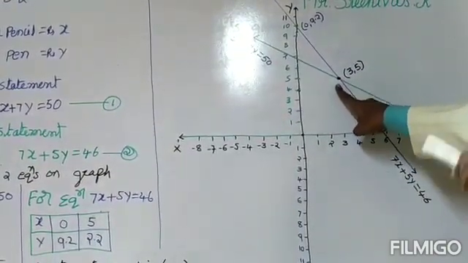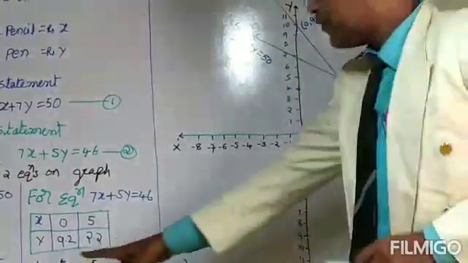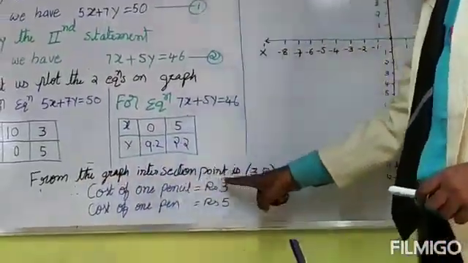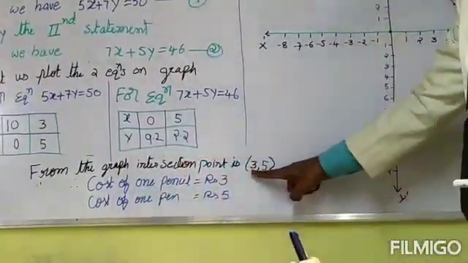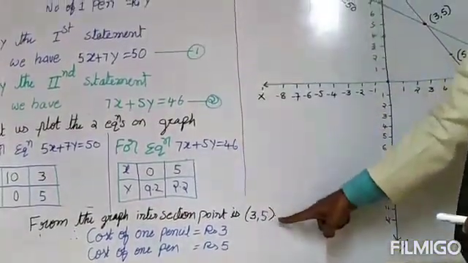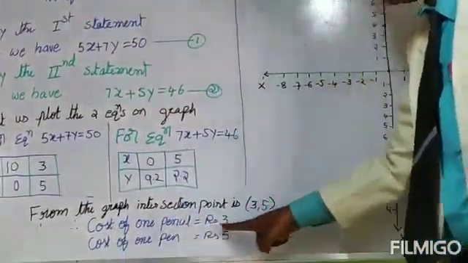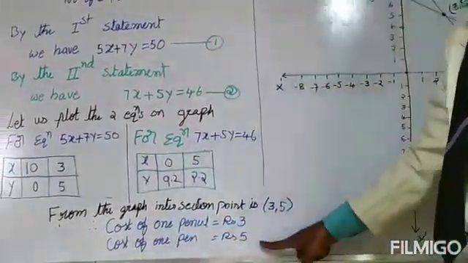We want to find this point only. I mean our intersection point is 3, 5. So from the graph, intersecting point is 3, 5. I mean x equal to 3 and y equal to 5. According to x equal to 3, the cost of 1 pencil equal to Rs 3. So the cost of 1 pen equal to Rs 5.